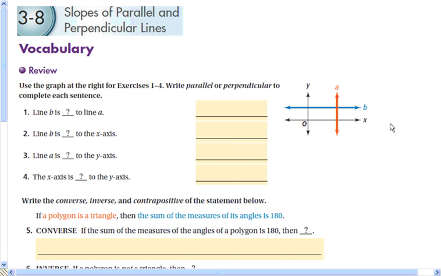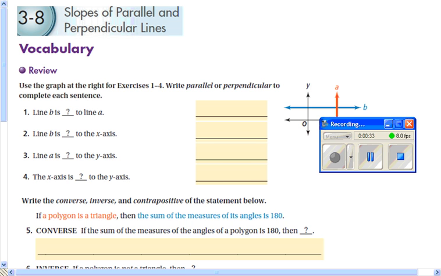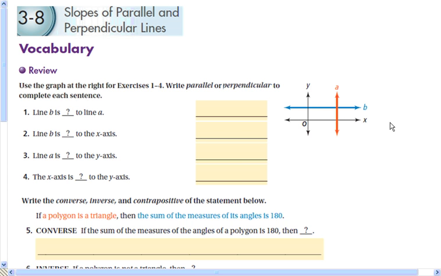Line B is perpendicular. Line B is parallel to the x-axis. Line A is parallel to the y-axis. And the x-axis is perpendicular to the y-axis.